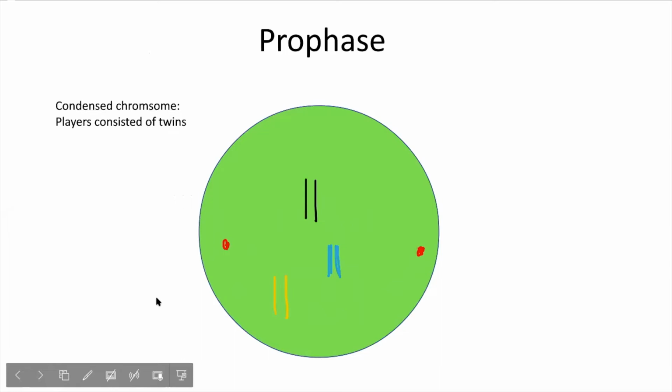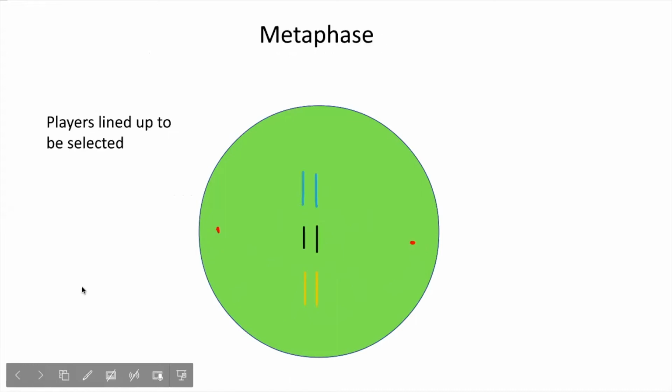The next phase is prophase, and in prophase, the chromosomes become condensed. And you can say that now the players are known, and these players consist of twins. In metaphase, the chromosomes are pretty much lined up, and you can say that this is similar to how players line up to be selected to a team.